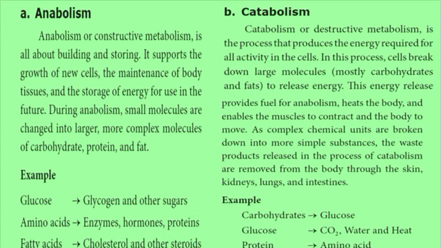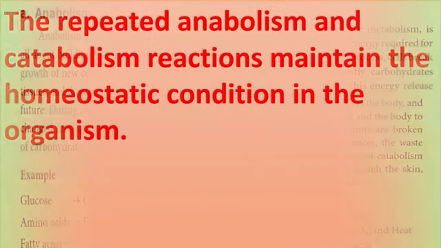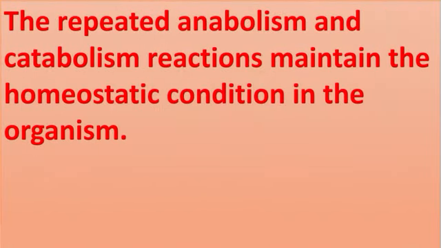Example, carbohydrates break down into glucose. Glucose breaks down into carbon dioxide, water and heat. Protein breaks down into amino acids. The repeated anabolism and catabolism reactions maintain the homeostatic condition in the organism.